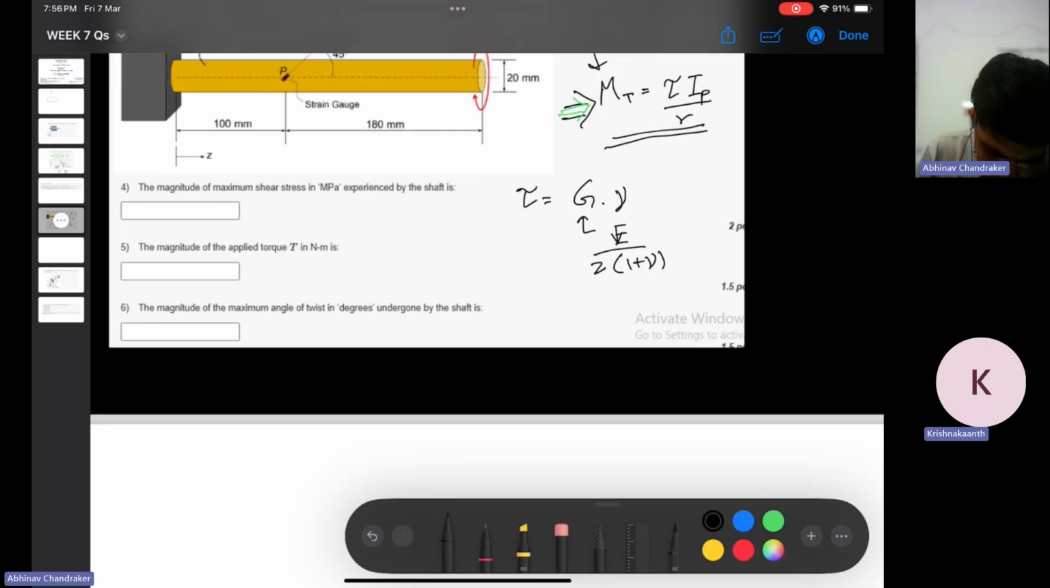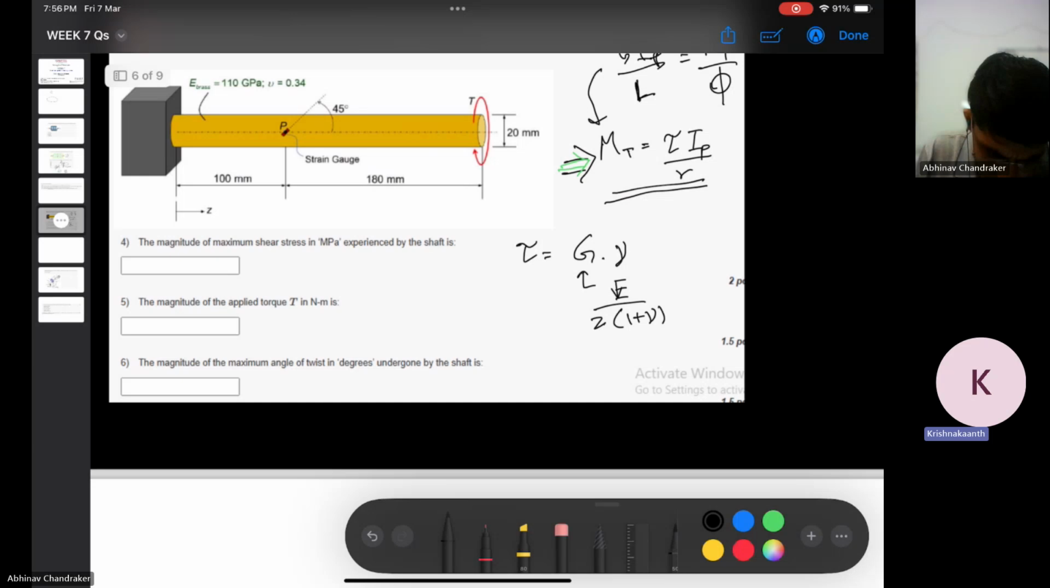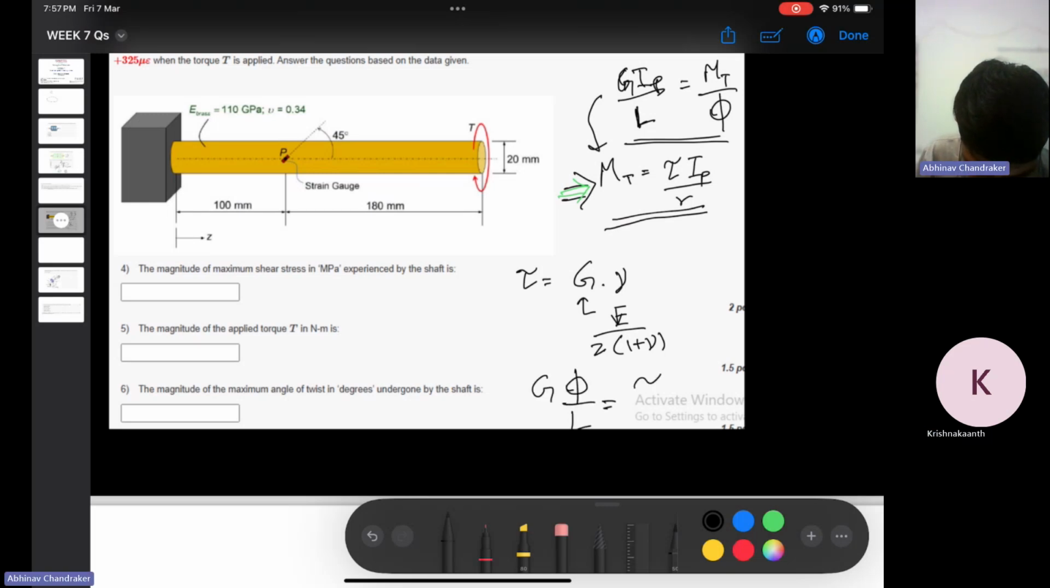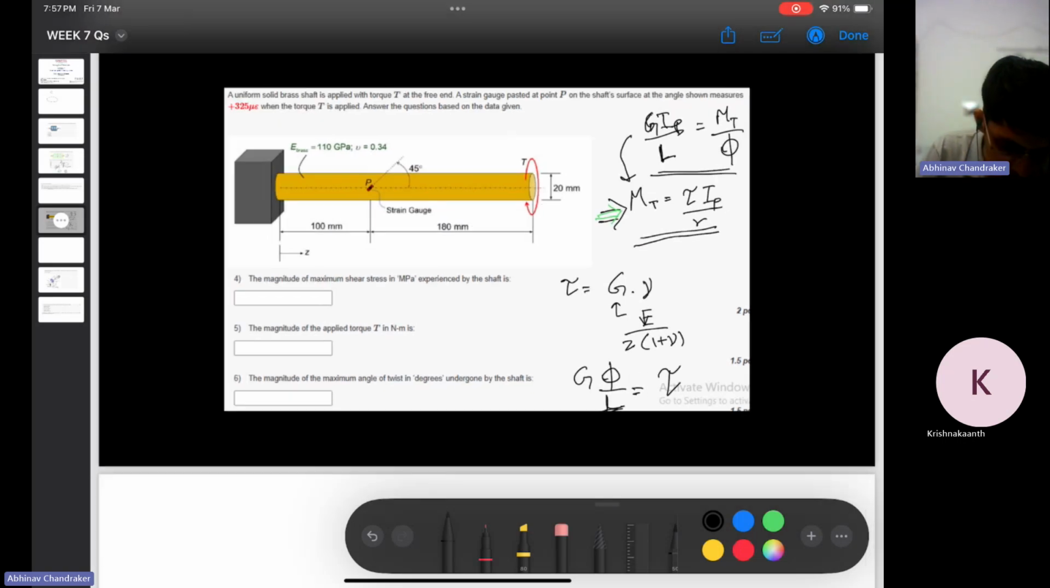And now the last question is maximum angle of twist. What answer did you give for this? It's like the same only. So phi equals to TL divided by Ip into G. Tau L divided by Ip into G, right? Just the same equation only. Here you are using this thing that G into phi by L equal to tau, the shear stress, right? Okay. So I think with this we are done with the assignment.